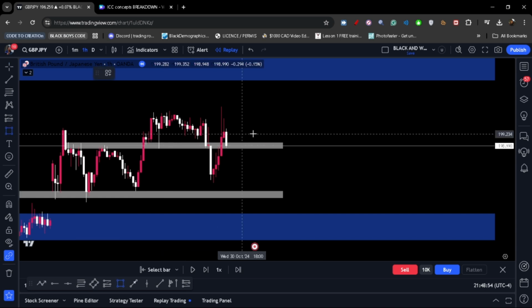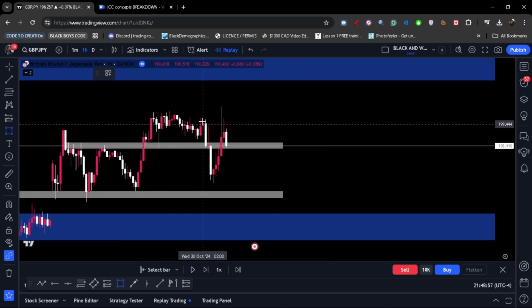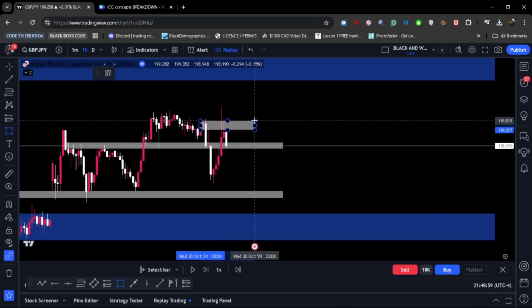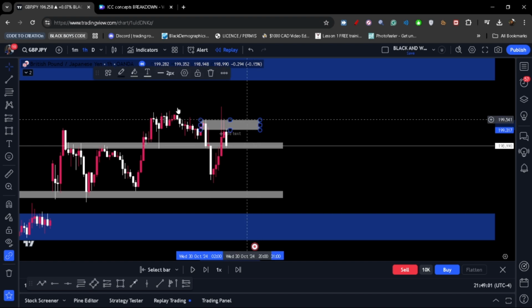So in this case guys, we look for a doji candle. So this would be a doji candle right here. So we have spotted this doji candle. We now draw it right here, boom.